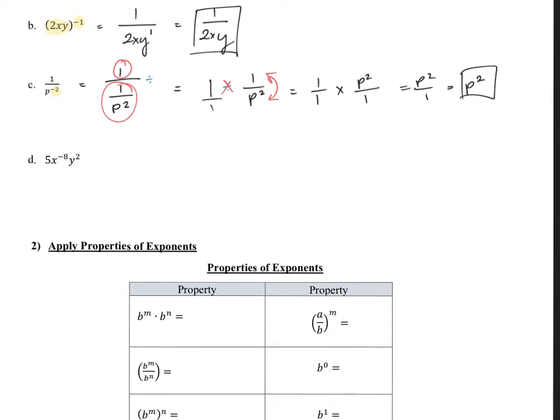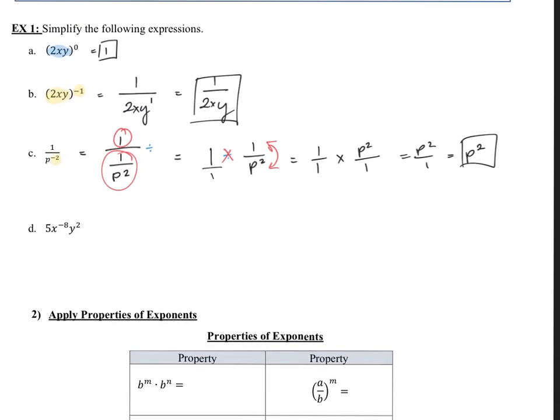Okay, let's take a look at D. All right, well, I'm only trying to simplify here, and there's only one thing I see out of place, and I want you to take a second and try to figure out what you think is the thing that's out of place. All right, it's that -8. What did I say about exponents being negative? We're not allowed to have them. So that's the only thing that needs to be fixed here.